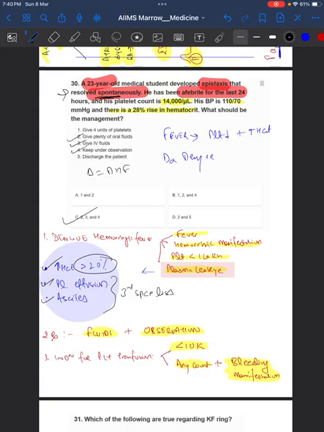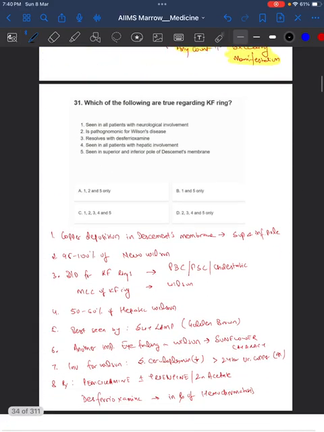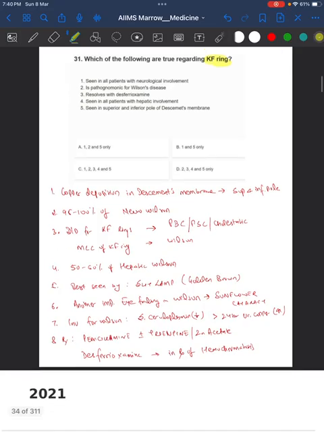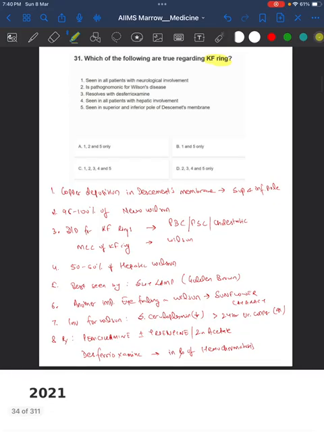Just remember this, platelets will be transfused when there is active bleeding, the patient is bleeding actively, or there are less than 10,000 platelets. Coming to the last question, about the KF rings, which of the following is true? This is a very important topic. Many times this is asked. The KF ring is copper deposition. Every point is an MCQ. In the Descemet's membrane, in the superior and the inferior pole. It is seen in 90 to 95 to almost 100% of neuro-Wilson's patients. If the patient has neuropsychiatric manifestation, he will have a KF ring.